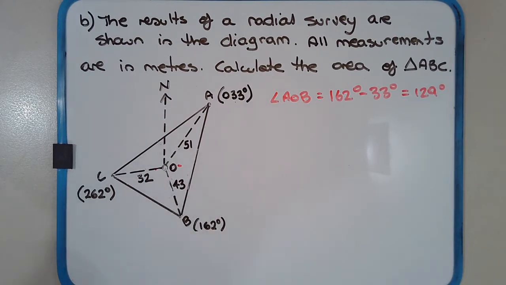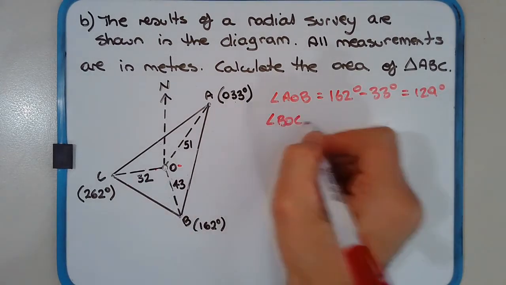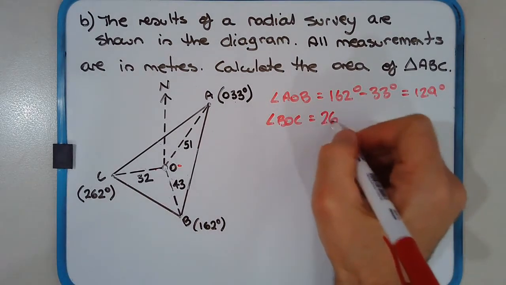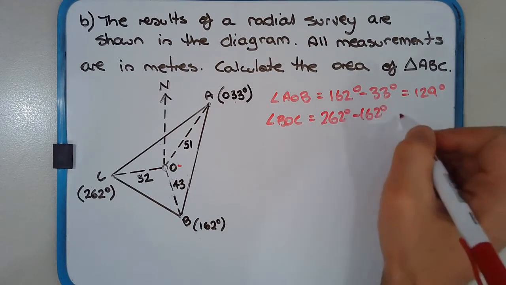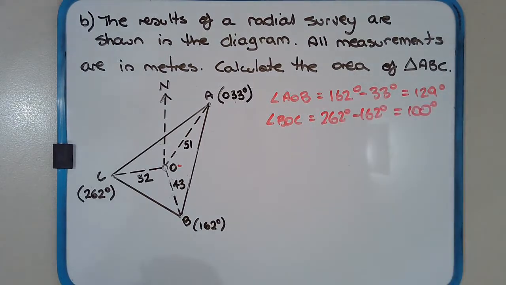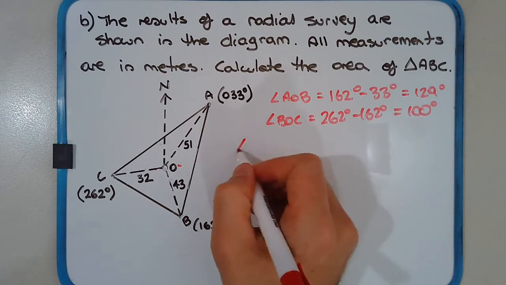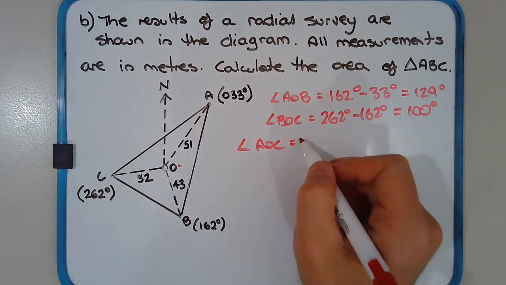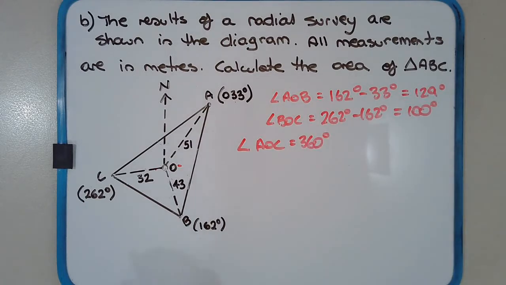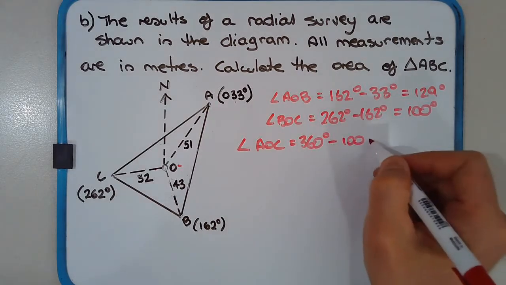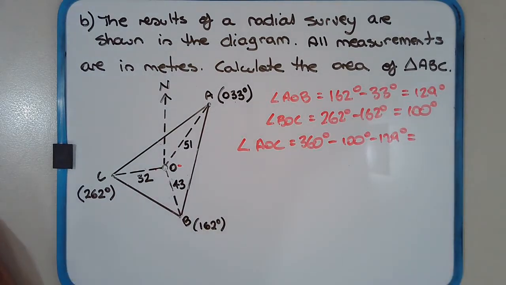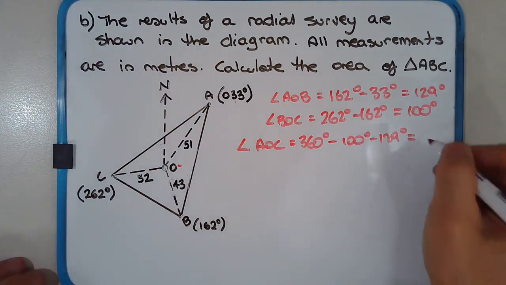What about BOC? I think that's an easy one to work out as well. Okay, angle BOC, it's going to be 262 minus 162. Okay, and that gives us 100 degrees. Okay, and angle AOC is equal to, we can work it out from angles in a revolution, which sum to 360 degrees, minus 100 degrees, minus 129 degrees. Okay, so 360 minus 100 minus 129, and we get 131 degrees.